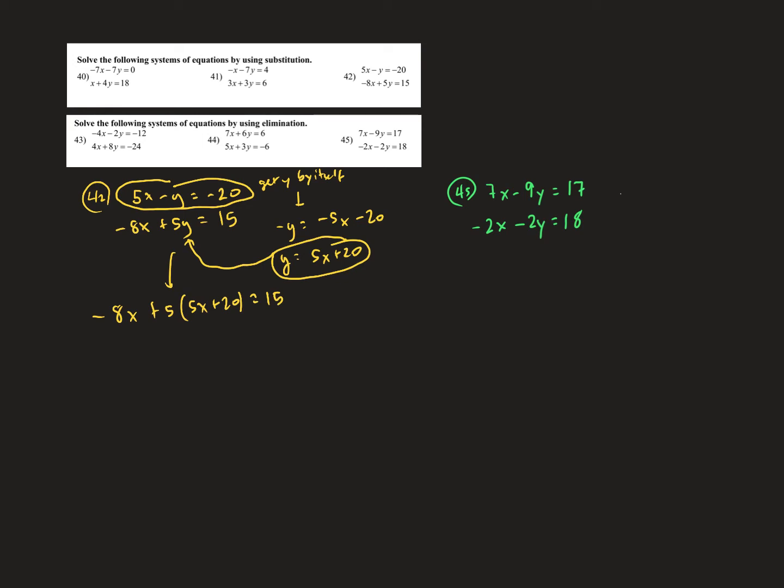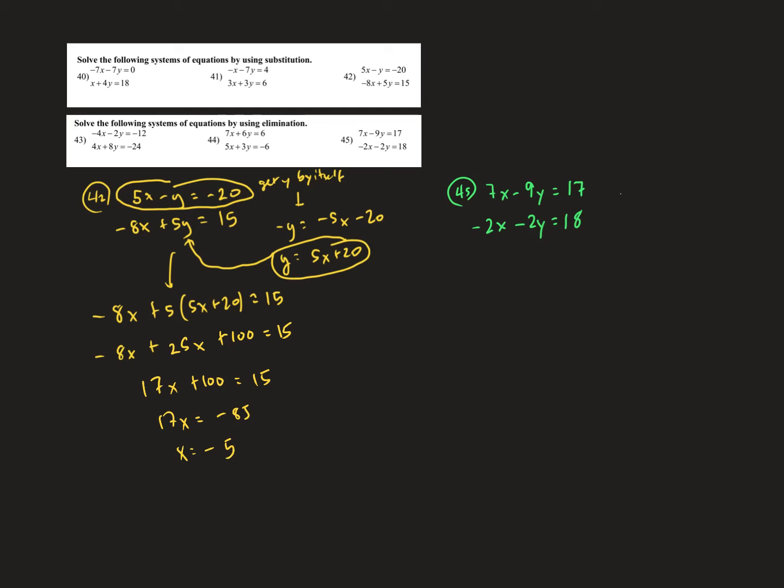And this is nice because this equation now has only one variable in it, x. So we're going to solve this by distributing the 5, then combining like terms, moving that 100 to the other side, and dividing by 17. So we know in this problem that x is -5.